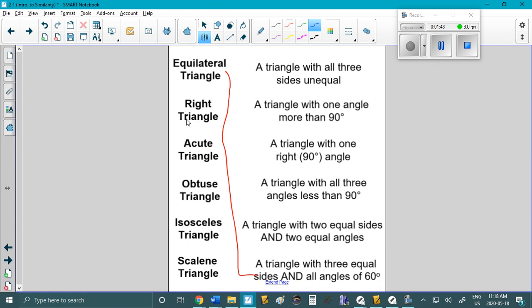Okay, a right triangle. A right triangle has a right angle or a 90-degree angle. An acute triangle, all of those angles are less than 90, so that's this one here. An obtuse triangle has one angle that's more than 90 degrees. An isosceles, this is straight across, an isosceles triangle is where we have 2 equal sides and 2 equal angles. And finally, scalene is the top one. So all 3 sides are different.